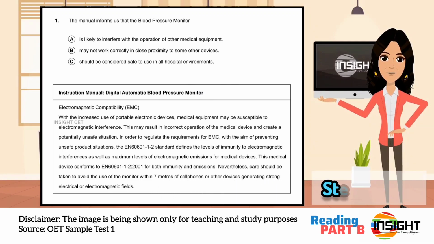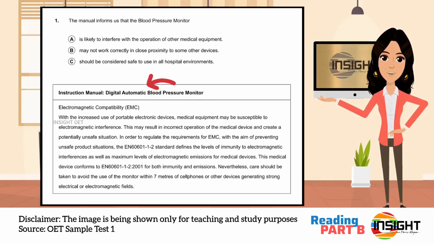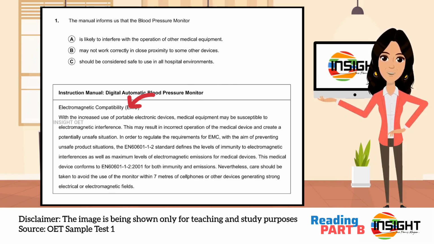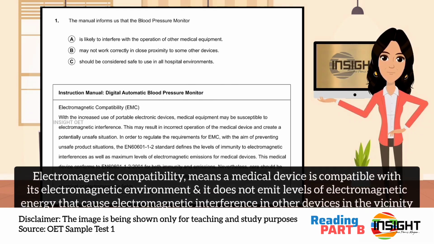Now, secondly, we need to go to the text and find the answer. From the heading, it's understood that the text is an instruction manual for a digital automatic blood pressure monitor. So we need to read the whole extract, and find what is said about the device. When we start reading, we can find a subheading, Electromagnetic Compatibility. This shows that the instruction manual of the blood pressure monitor is going to deal with electromagnetic compatibility.